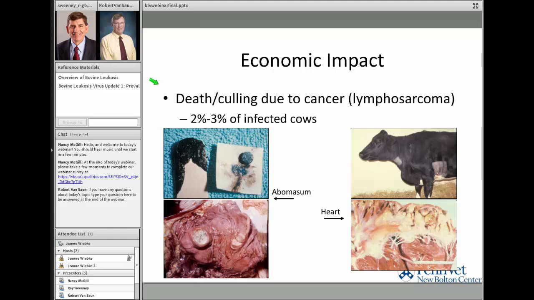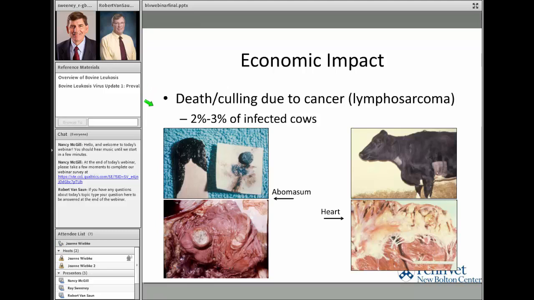If you take, for example, a herd with 200 milking head and half of them are infected, with this kind of a rate you're only going to be seeing maybe 1 or 2 cows a year that have developed cancer and have to be culled. And so there's an impact, but it's not nearly as much as some of those other diseases.